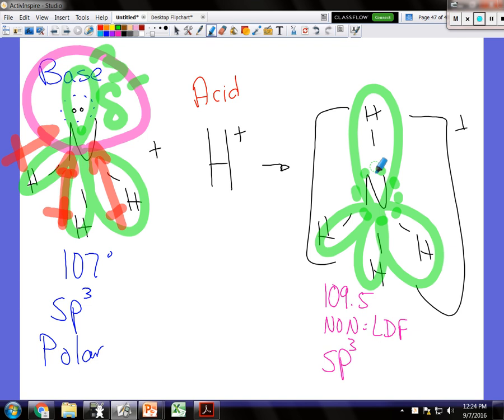Three max. Yes, you can have theoretically up to 5 d's, but experimentally you can only ever get to 2, because the largest molecule we ever have is octahedral, and it's sp3d2. That's as big as it gets. Yes, sir.